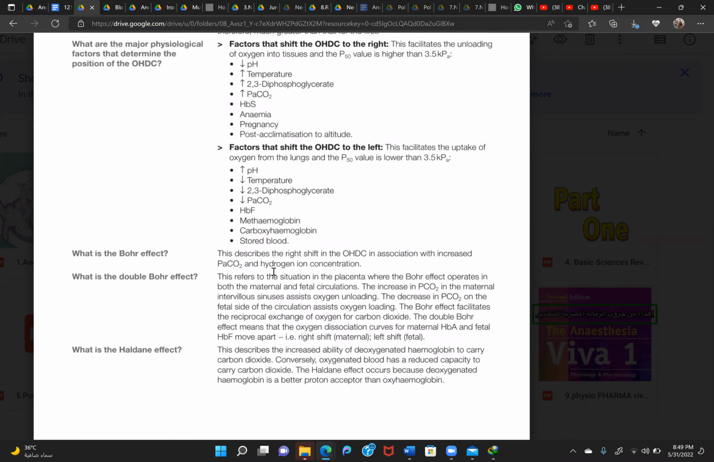This is also a concept which they ask in MCQs, the double Bohr effect, or they can ask you in the exams, things like that. You should know that this occurs at the placental level. On the fetal side, the curve is shifted toward the left, and on the maternal side, it is shifted towards the right. So this is called the double Bohr effect.